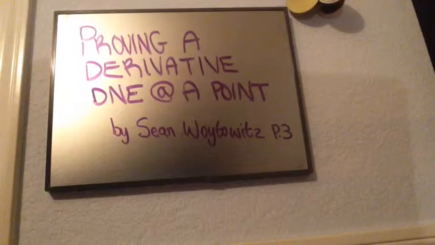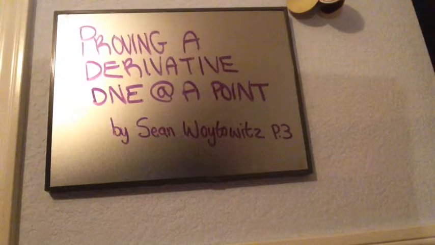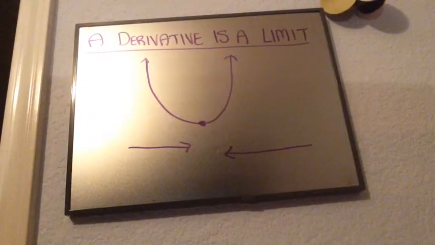My name is Woytowitz, and this is my video on proving a derivative does not exist at a point. To figure out how to do this, we need to know what a derivative is. A derivative is really just a limit that's equal to a slope.